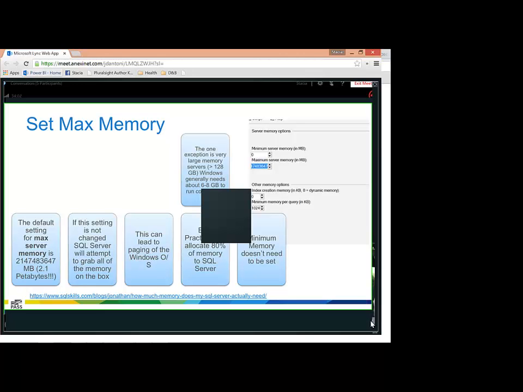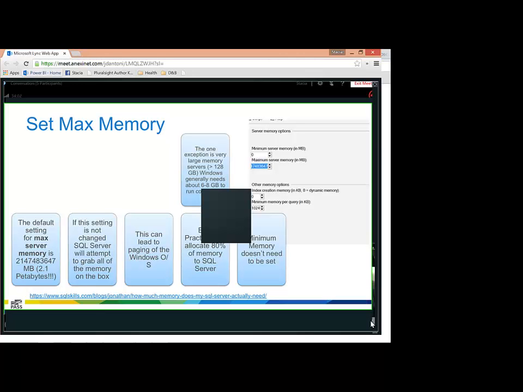Unfortunately, the Windows operating system doesn't support nearly that much right now, so we don't have to worry about that, nor can we buy that much memory in a server. So the real problem here is that if this setting is not changed, SQL can try to run away with the memory on the box, which can lead to paging of the Windows operating system. When paging happens, that means pages are getting swapped out from memory into disk, and disk is several orders of magnitude slower. So if SQL Server's buffer cache is suddenly on disk, the performance of your SQL Server is going to drop tremendously.